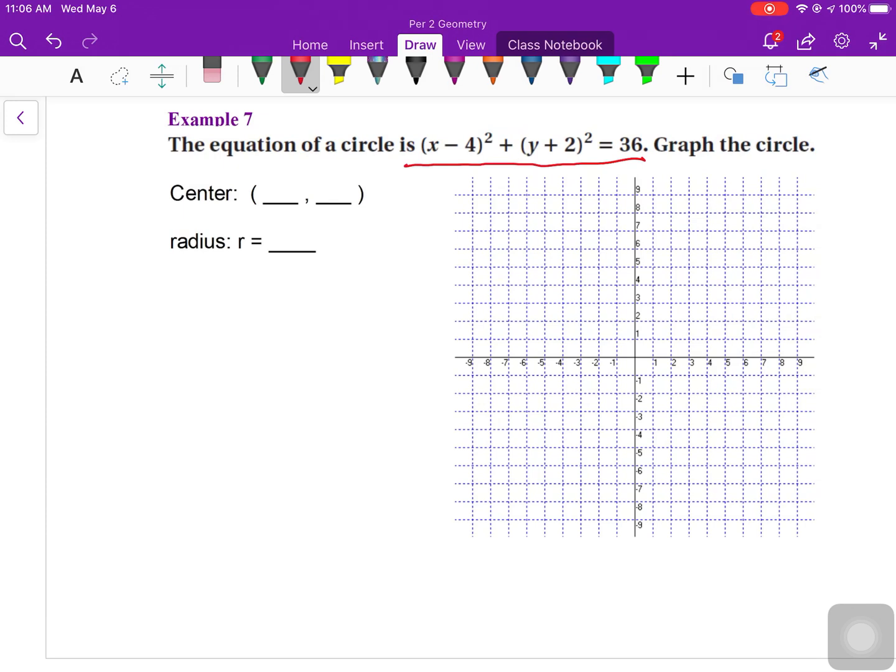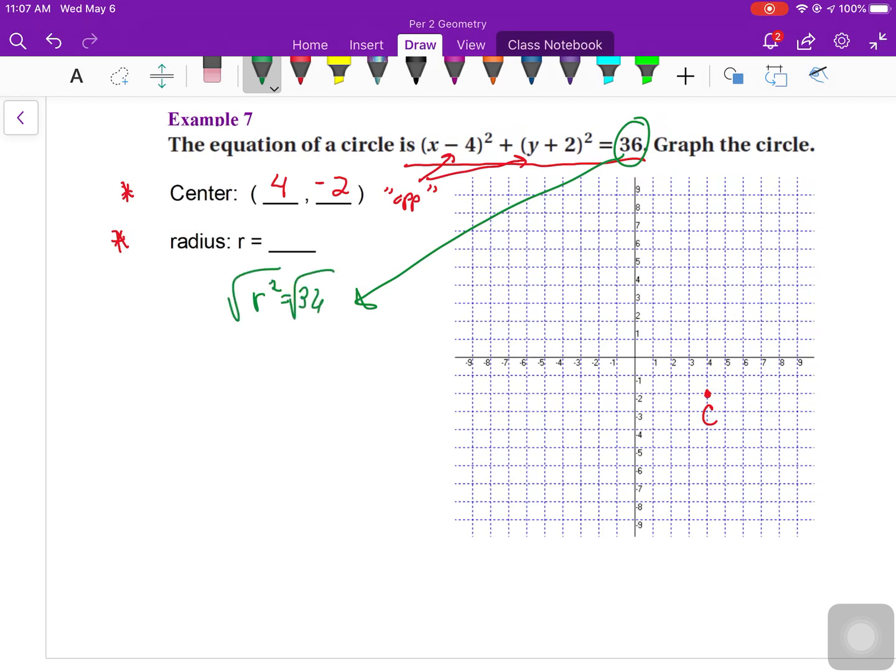Let's try another one. Now, in this one, they gave us the equation. So here's the equation. And they asked us to pick out the center and the radius. Now, don't forget for the center, we have to use the opposite of what we see in the equation. So the opposite of minus 4 would be plus 4. The opposite of plus 2 would be minus 2. Let's go ahead and plot that point. So we go over 4 and down 2. There is my center.